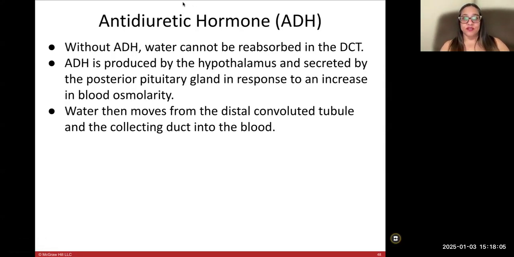Antidiuretic hormone. Without ADH, water cannot be resorbed in the DCT. ADH is produced by the hypothalamus and secreted by the posterior pituitary gland in response to an increase in blood osmolarity. Water then moves from the distal convoluted tubule and the collecting duct into the blood.